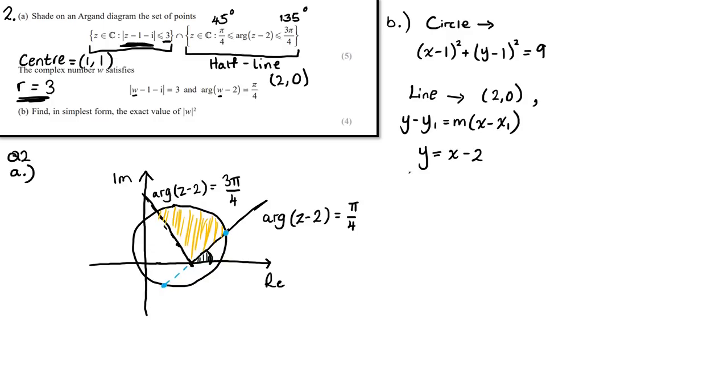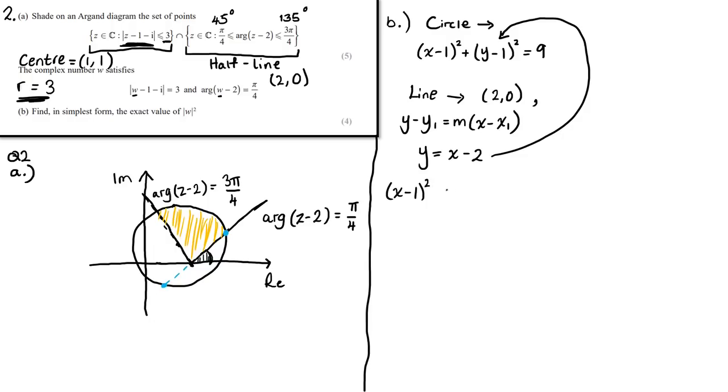Okay. And now that we've got the equation of the straight line, I can substitute this into the equation of the circle. Where I've got y - 1, we can replace that y with x - 2. So what I'm going to get then is (x - 1)^2 plus, so this was y - 1, so if y is x - 2, that's going to be (x - 3)^2. So that's (x - 3)^2, and that's equal to 9.